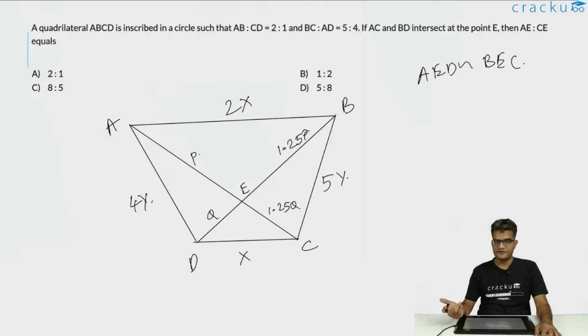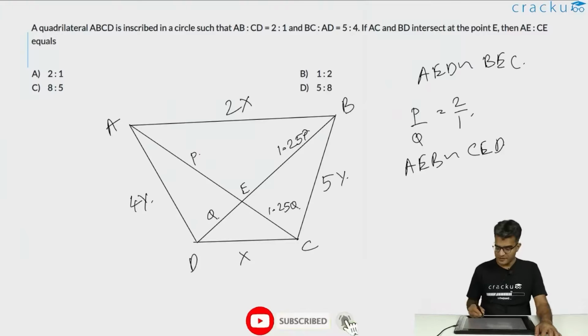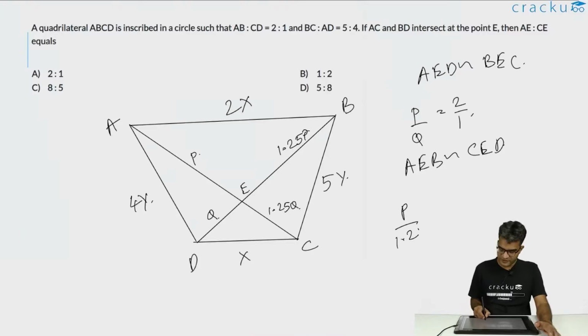Using another set of similar triangles, you will calculate that P by Q will be equal to 2:1. Here we are using the similar triangles AEB is similar to CED. So P by Q is 2:1. So the required ratio is P divided by 1.25Q. P is 2Q. So this is 8:5. So the answer for this question is option C.